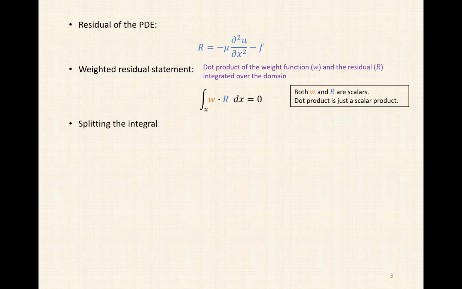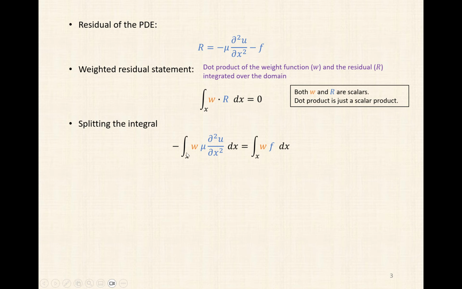Now next we are going to replace R and then split the integral. So we have two integrals, one on the left side and one on the right side. On the right side we have the integral of w multiplied by f dx. I just removed the dot product because w and f are both scalars. And on the left side we have our PDE, the left side of the PDE, minus mu d²u/dx², multiplied by w. So this integral.